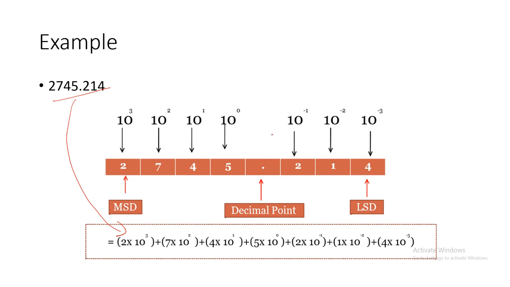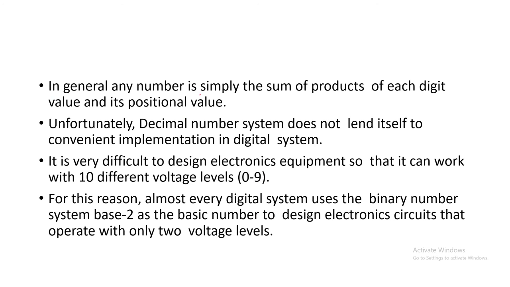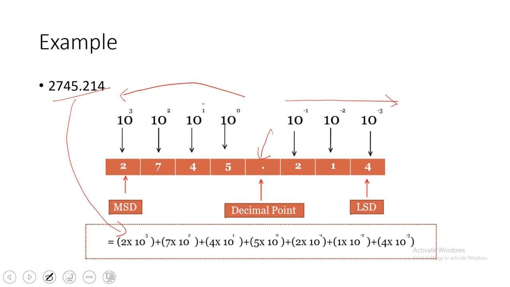That is, if you sit at the decimal point, on the left hand side you will have the increasing positive power of 10, and on the right hand side you have increasing, but in negative form, the power of 10. So here is 10 to the power minus 1, minus 2, minus 3, minus 4, and so on. On the left hand side you can see that it starts from 10 to the power 0, 1, 2, 3, 4, and so on. In general, any number is simply the sum of the product of each digit and its positional value. So you can clearly see that.